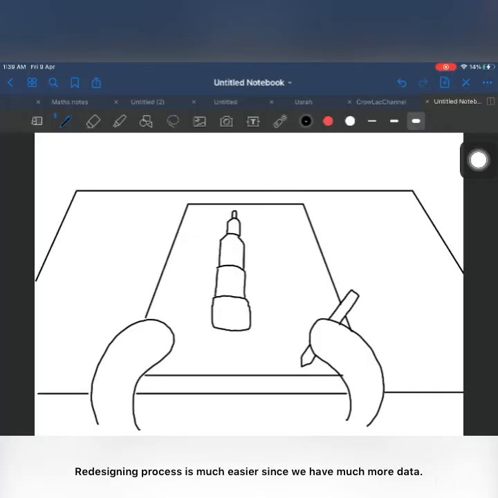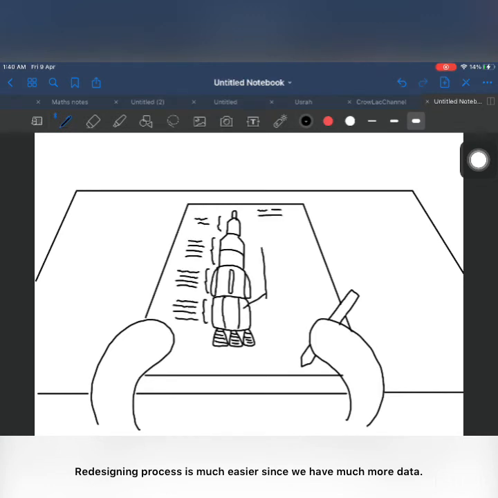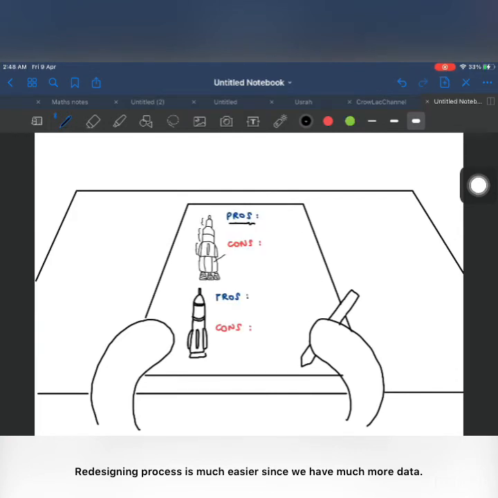Now, the redesigning process is much easier as we have much more data to use, and we are now able to weigh the pros and cons of each of our designs based on our research and data.